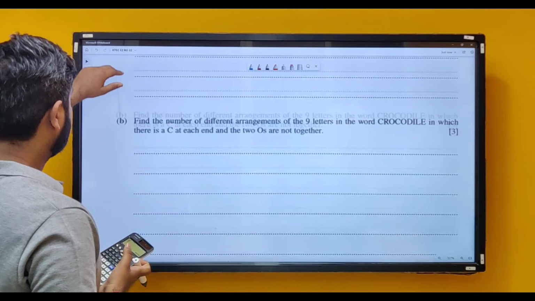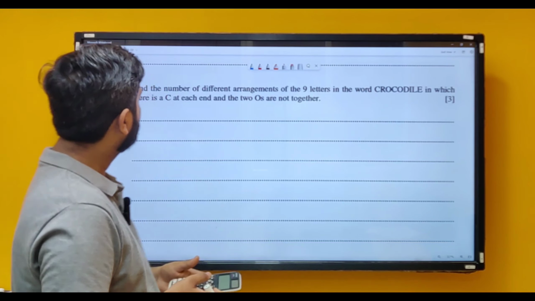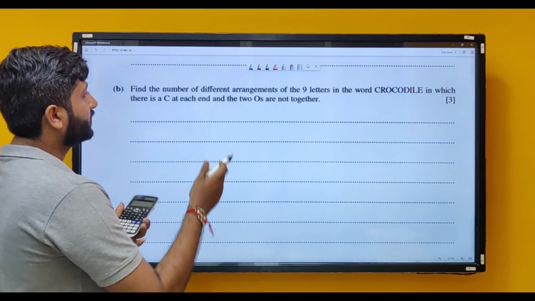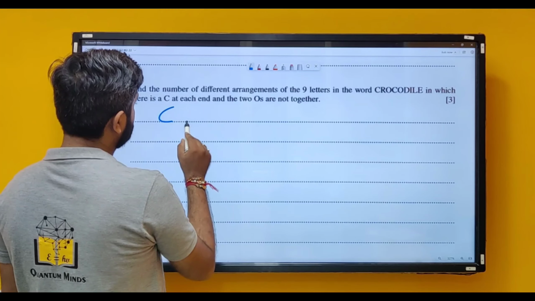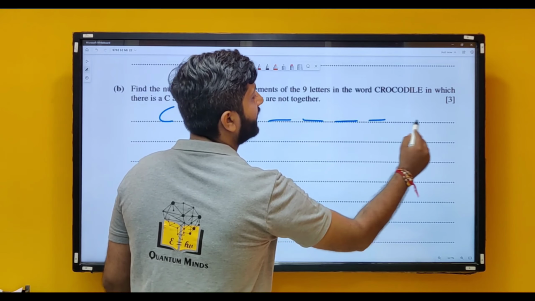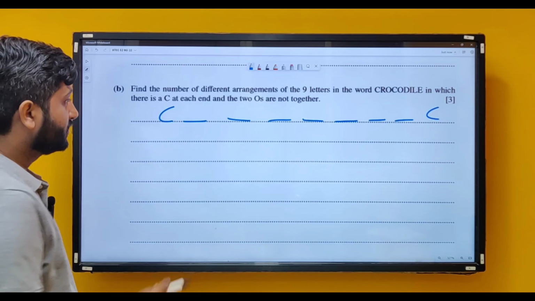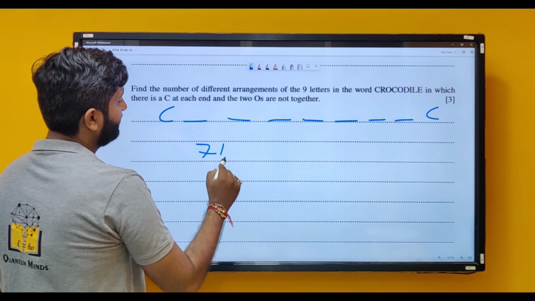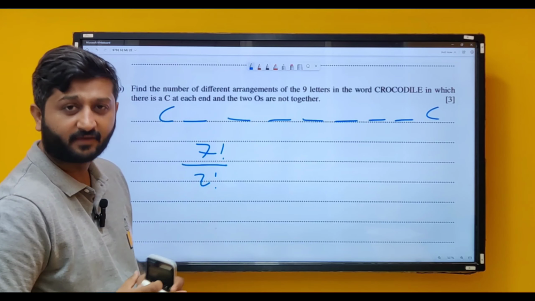Next, find the number of different arrangements of the 9 letters in the word crocodile in which C is at each end and the 2 O's are not together. Okay, so first let me do one thing. C is at each end: C, R, O, C, O, D, I, L and C. So let's say C is at each end. So now we have 7 letters. So this can be arranged in 7 factorial divided by 2 factorial ways, right? This is the total number of arrangements.